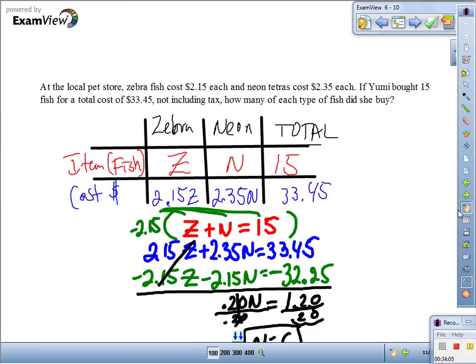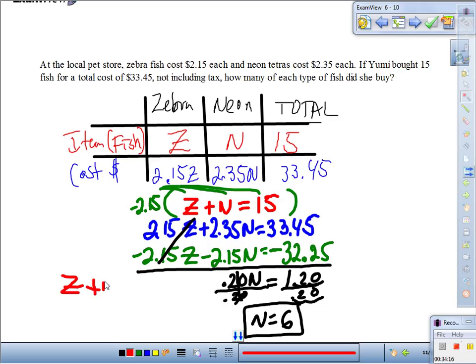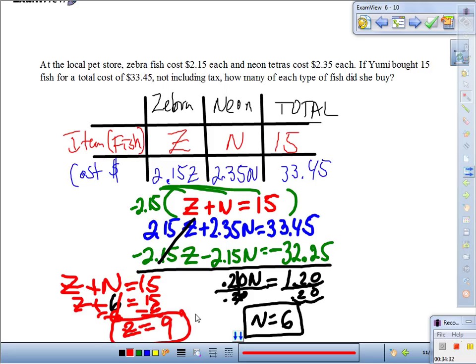Let me zoom out. Okay, what do we do from there? Pedro. Z plus N equals 15. Substitute N for 6. Z plus 6 equals 15. Minus 6, minus 6. Z equals 9. And if you got that, okay, good.